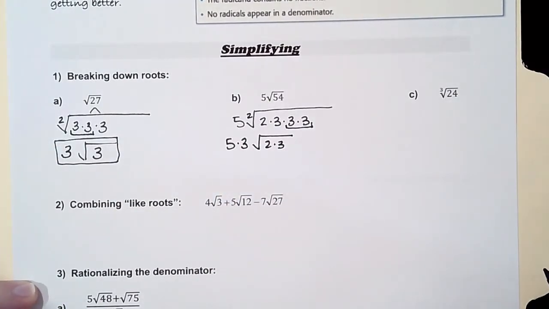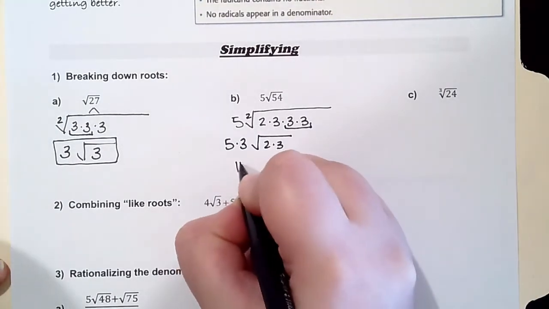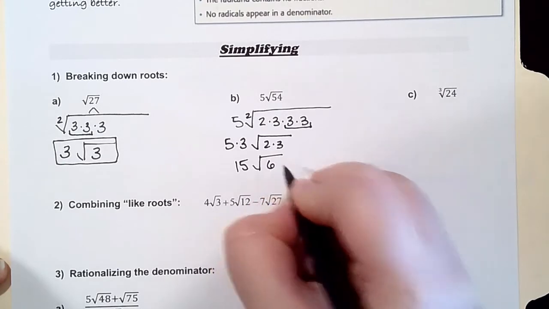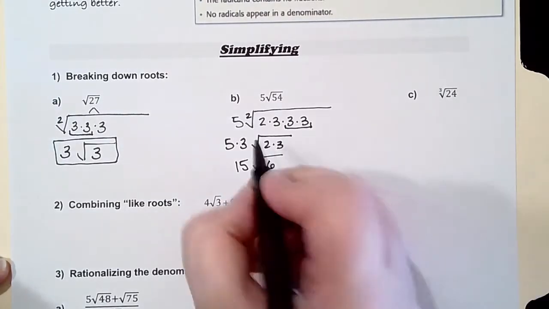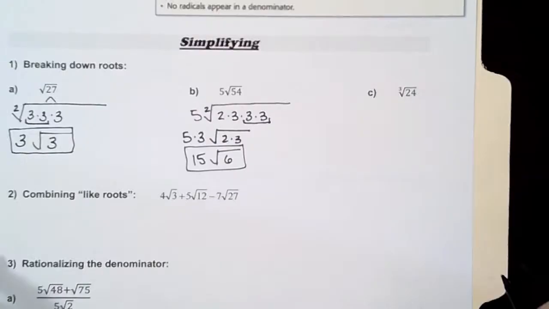We never want to leave it this way, though. We always want to simplify both outside and inside the radical. So I'm going to simplify the outside to 15 and simplify the inside to 6. That's that one. The last one, very similar.